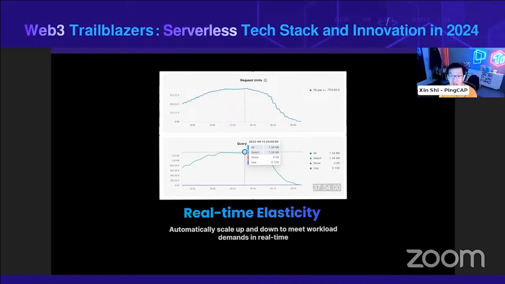And it can actually scale down. So if you have a time when you don't have much traffic, this system can save you a lot of cost.